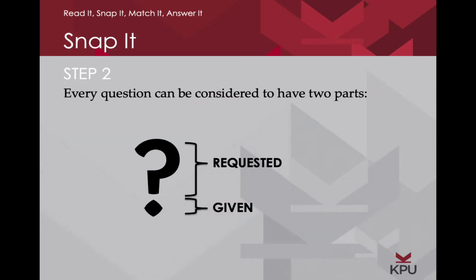That's the first step. The second step is to snap it. And this is perhaps the most important part of this 4-step process. Every question you can think of as having two parts. And it was drawn for me the first time I was introduced to this idea as a question mark. And you can think of a question mark as having two parts, a given and a requested. And if you can snap the two pieces in half when you apply it to the question, it'll help you identify a response direction.